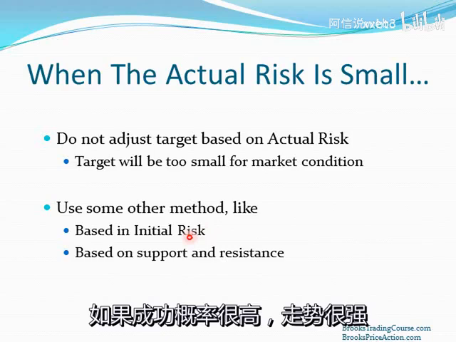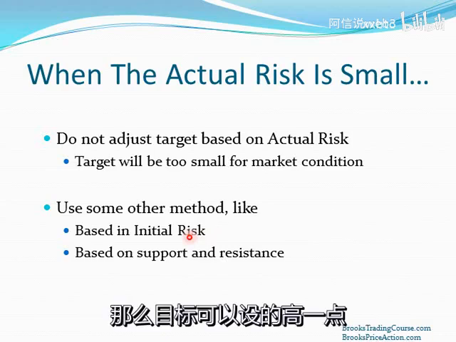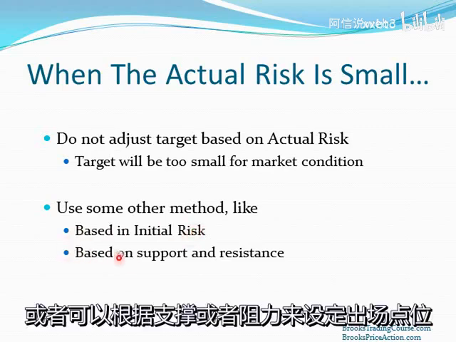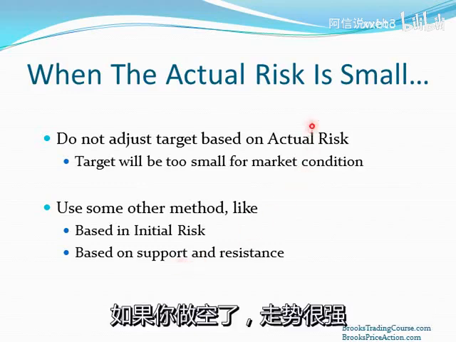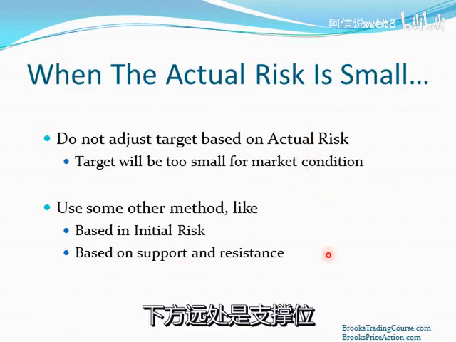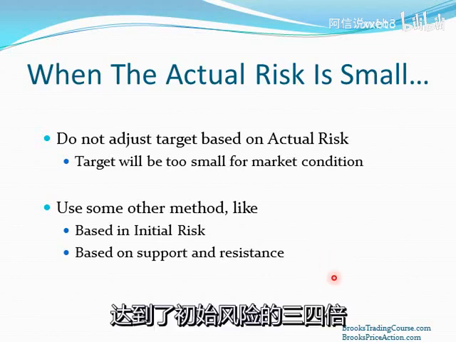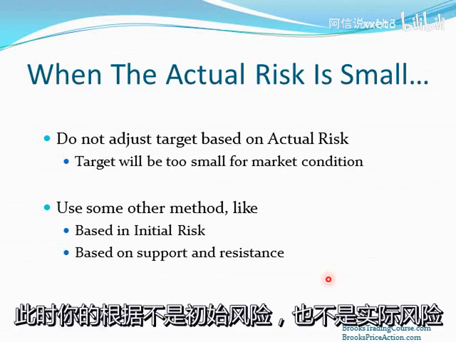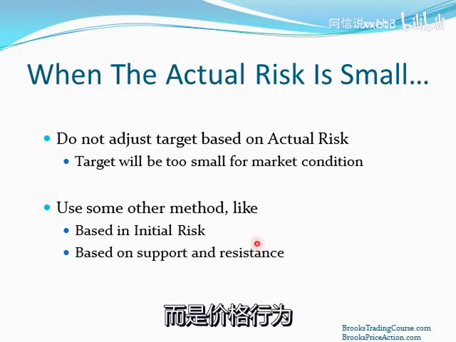If the probability is high and the trade looks really strong, you'll want to exit with more than just 1 times the initial risk, maybe 2 times the initial risk, or maybe exit based upon some support or resistance. If you're shorting and it looks like a very strong setup and the support is way down here, and that's 3 or 4 times your initial risk, that's a reasonable location to take your profit. So you're basing it not on the initial risk, not on the actual risk, you're basing it upon the price action.